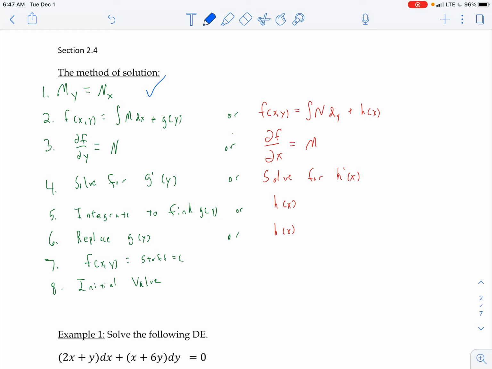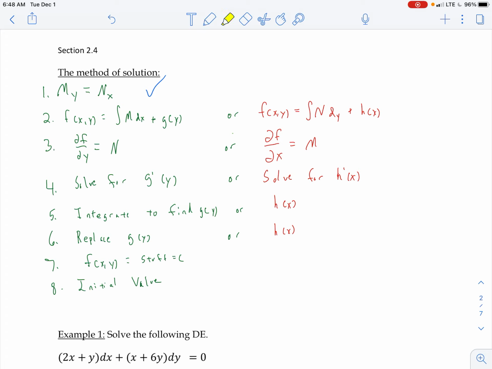And so for step 2, what we're going to do is find our f. We're going to take the integral of M dx, and whatever that integration is, we're going to have plus g(y), or plus h(x). After we do that, we're going to take the partial derivative of f with respect to y, or the partial derivative of f with respect to x. It's all dependent upon which one we decide to choose first.